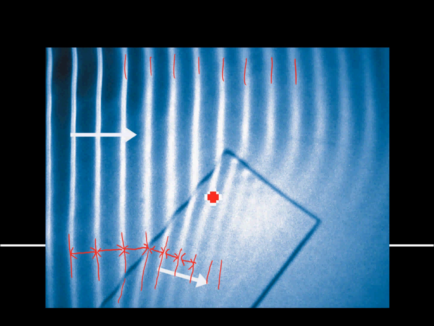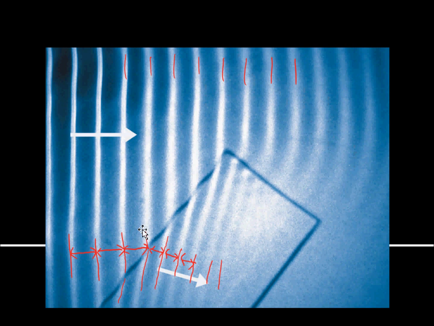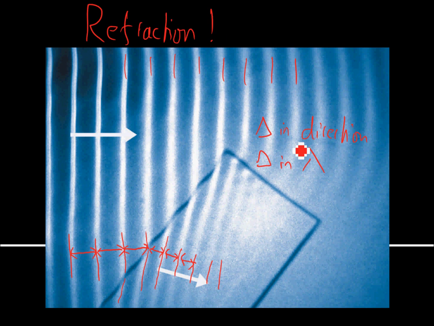So this photograph shows water waves travelling along normally, and then water waves travelling over this glass block. We get two effects: a change in direction, and a change in wavelength. This is an effect that happens for all different types of waves, and it is called refraction. Change in direction and change in wavelength.